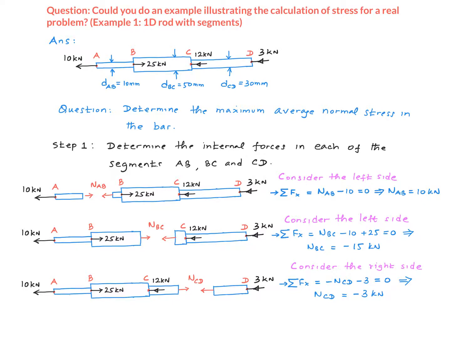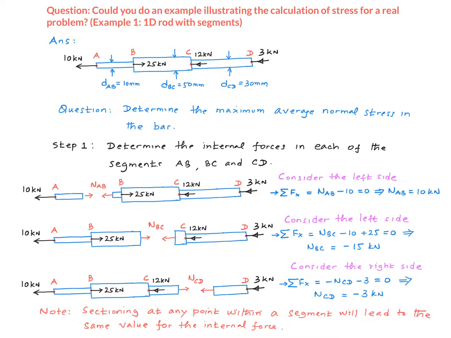Alright, so with this background, here is my analysis for the first case. I considered the left side, summed up the forces in the x direction, which is the horizontal direction here, and I get NAB minus 10 equals 0, so that tells me NAB is 10 kilonewton. And I repeat this for the other two cases and consider the left side again for the second case. I get a value of minus 15 kilonewton for NBC, and therefore this is a compression. And then in the third case, I considered the right side, and I get a value of minus 3 kilonewton for NCD, and therefore that is a compression as well.